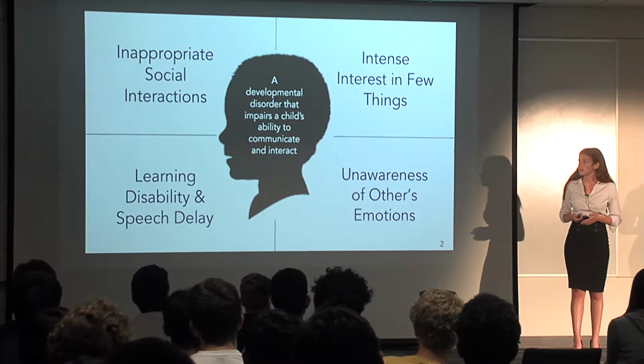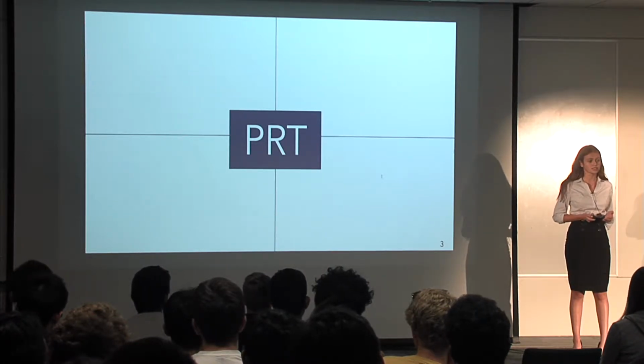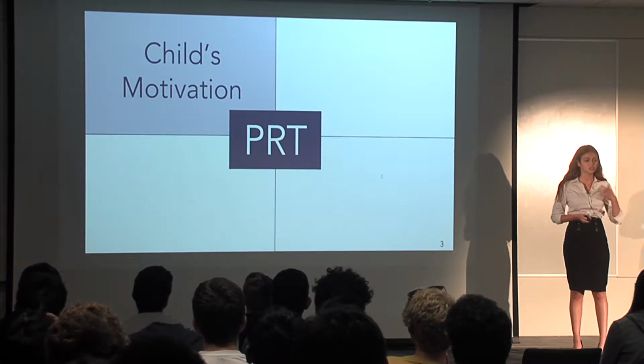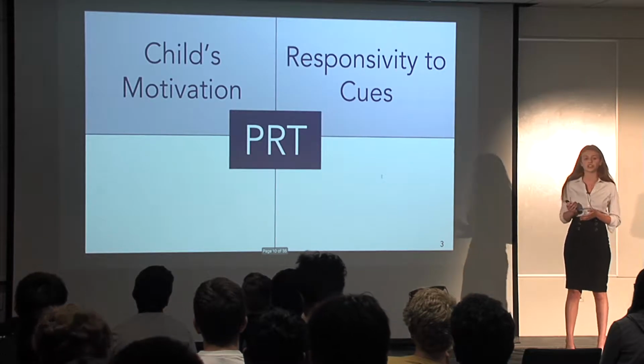So the current treatment we have for autism is known as PRT, or pivotal response training. And this treatment essentially focuses on using the child's motivation to get a certain toy or listen to a certain song in order to increase their responsivity to cues.